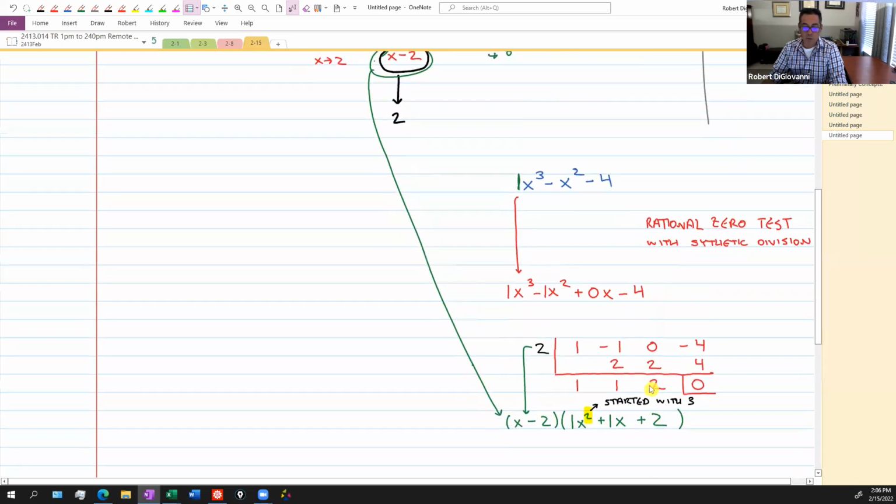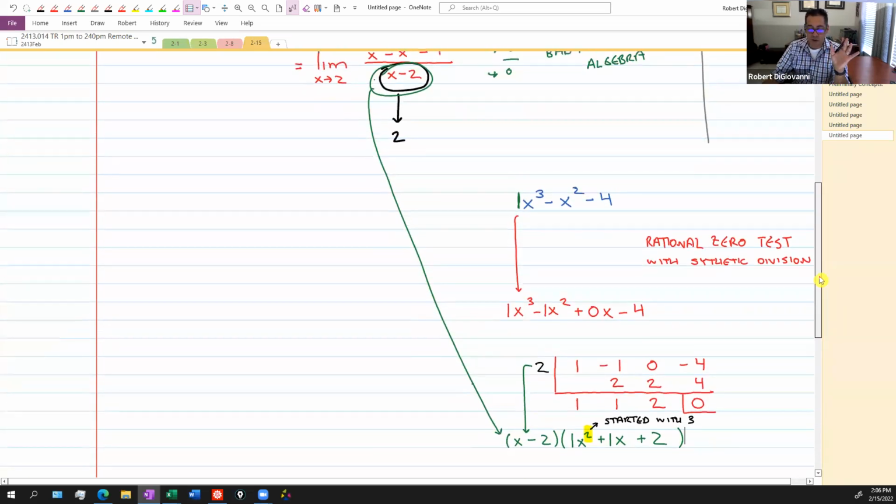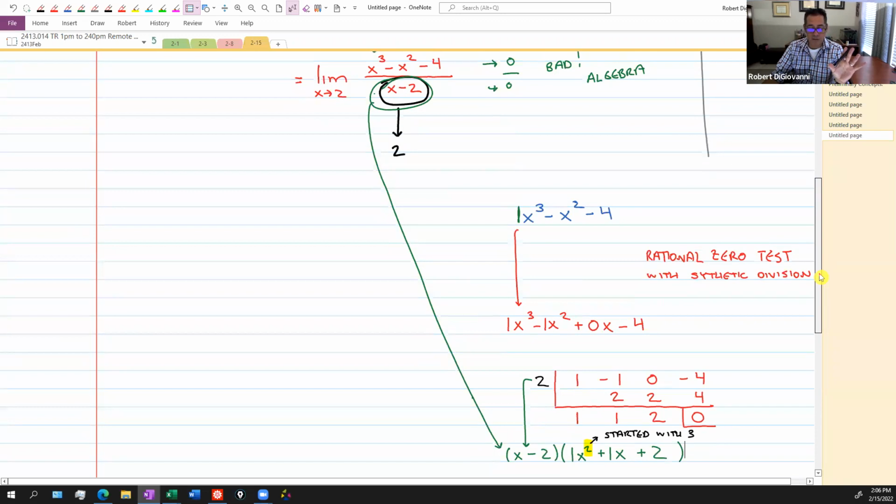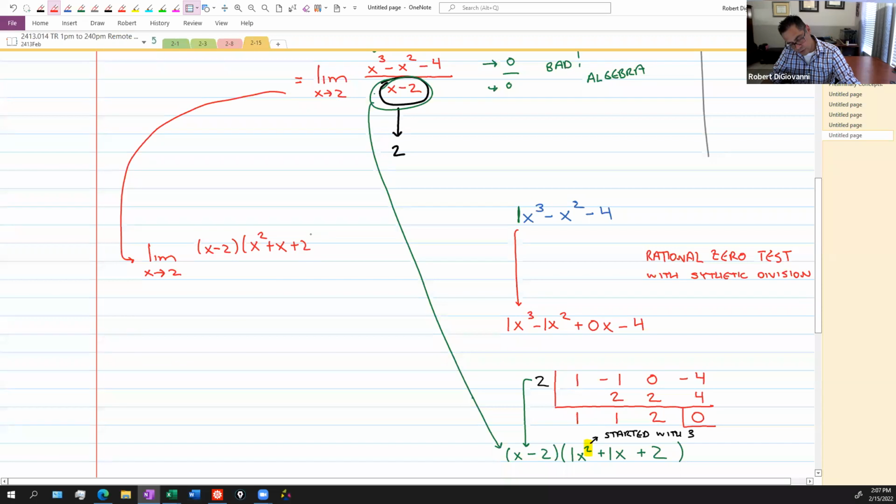All right, so what this allows you to do is actually factor that numerator. So I'm going to come back to this. I'm going to put the limit as x approaches 2. And then my numerator, instead of x cubed minus x squared minus 4, I'm going to put x minus 2 times x squared plus x plus 2, all over x minus 2. And then these cancel.